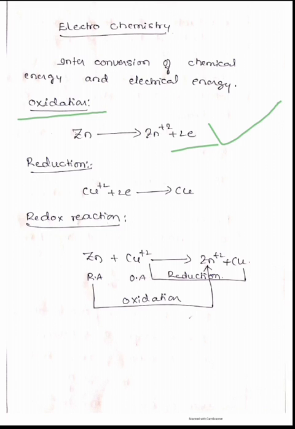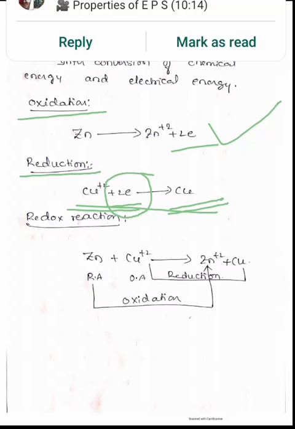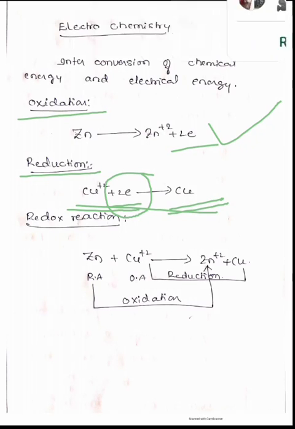Next, the second type of reaction can be taken as the reduction reaction. So what is reduction reaction? A reaction in which gain of electrons takes place. Here Cu2+ ions, by accepting 2 electrons, give Cu. So in this reaction there is a gain of electrons which is taking place. So acceptance of electrons during the process can be taken as reduction.